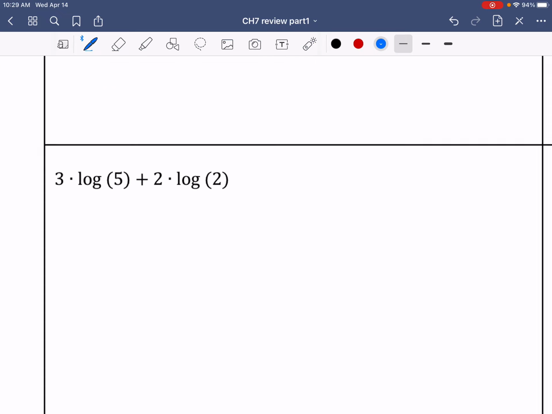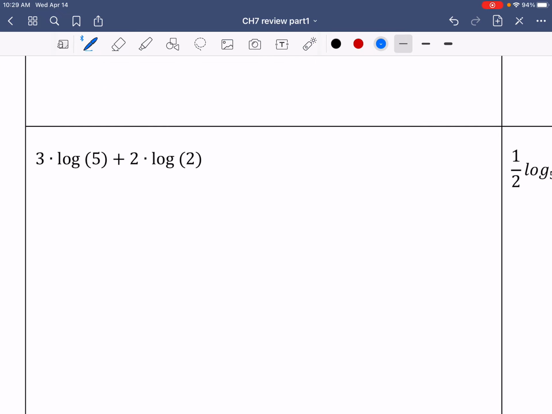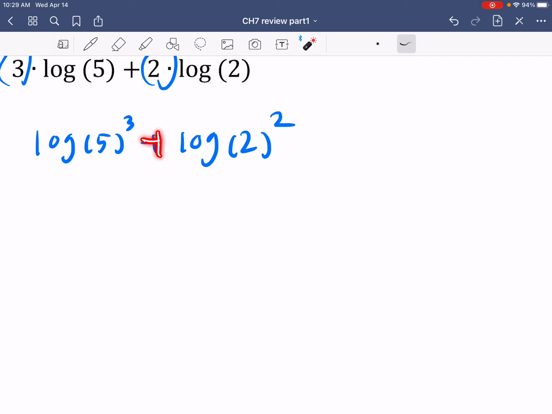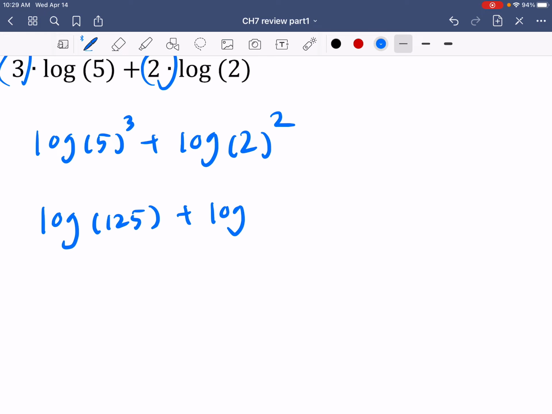Alright, what about in this case? It's simple. If you have a number here, you can put it on top, like that. So it's log 5 cubed plus log 2 squared. They have the same base, so we can combine them. But before that, let's simplify. 5 cubed is the same as 125. And 2 times 2, like 2 squared, is 4.